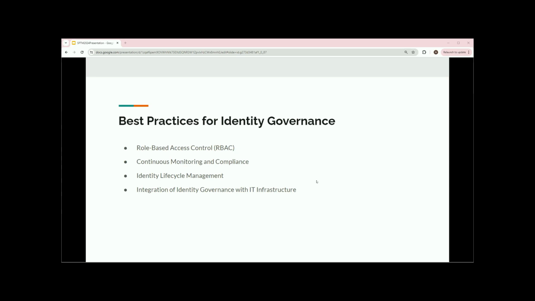This proactive approach not only enhances security, but also demonstrates the commitment to complying with industry standards and regulations. Let's talk about what ILM is, right? That's another key best practice in identity governance. It's nothing but identity lifecycle management. It's a critical component of an identity framework.